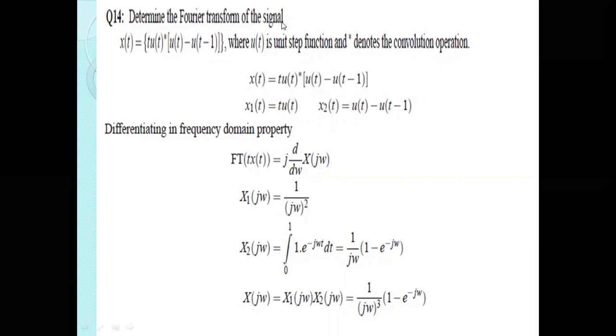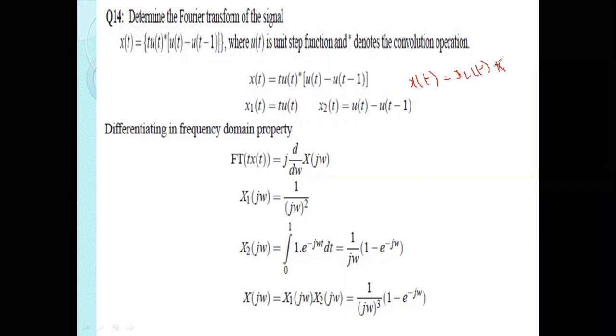Okay, in this x of t, the first part you can take as x1 of t with the convolution of x2 of t. What is the x1 of t? x1 of t is t into mu of t. And another one is there, x2 of t is mu of t minus 1.